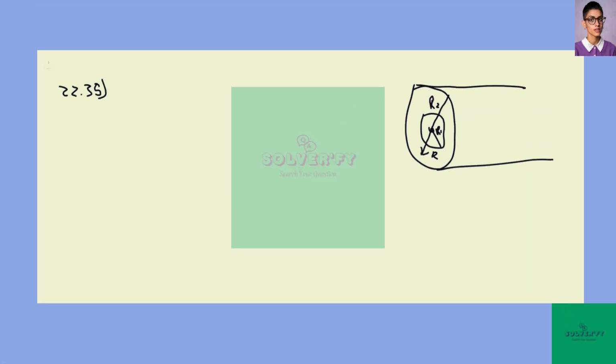Okay, so we're doing chapter 22, problem 35 here. So this says a thin cylindrical shell of radius R1 is surrounded by a second concentric cylindrical shell of radius R2. The inner shell has total charge Q, and the outer shell has total charge negative Q. Assuming the length L of the shells is much greater than the radii R1 or R2, determine the electric field as a function of R for different distances.